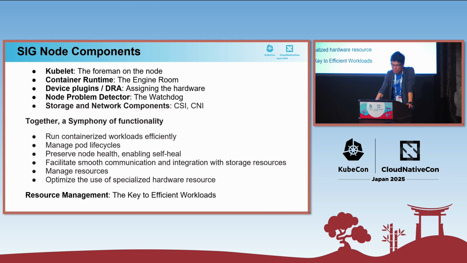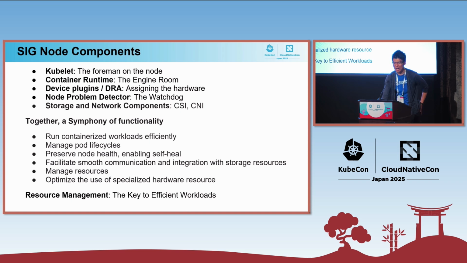So what keeps this ship afloat and moving? First, we have the kubelet, the foreman on the deck. It oversees the entire operation on the node, making sure containers are launched, monitored, restarted if needed, and eventually cleaned up. Then there's a container runtime. This is the engine room deep inside the ship. It actually powers and runs containers, responding to the kubelet commands.